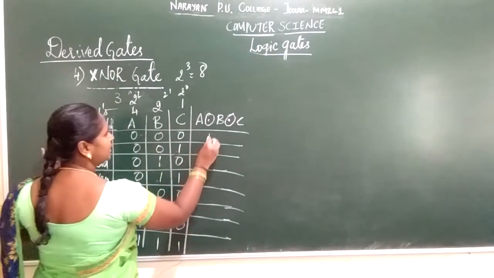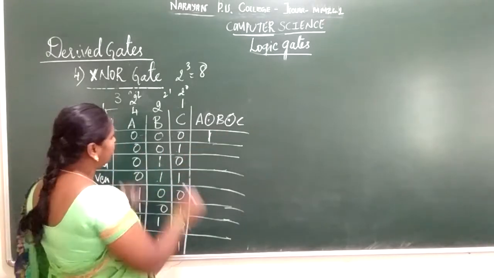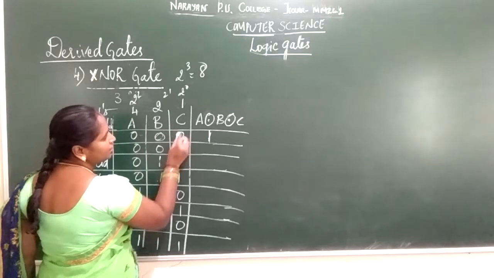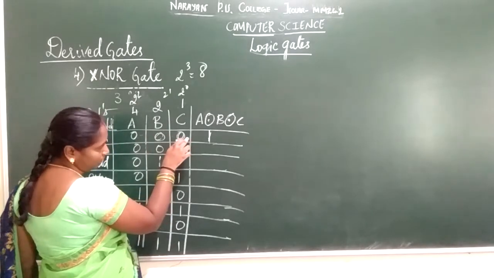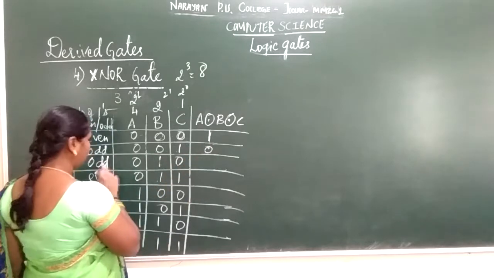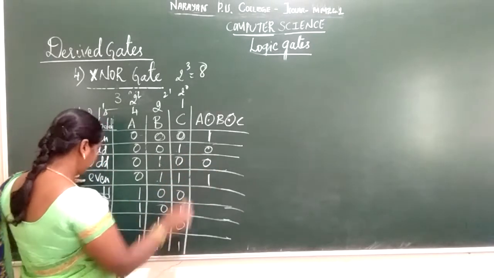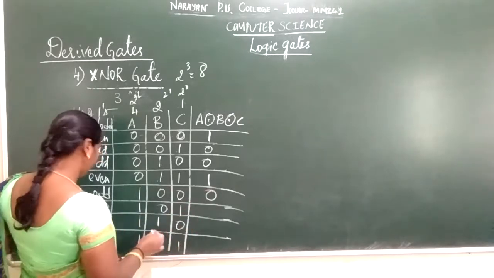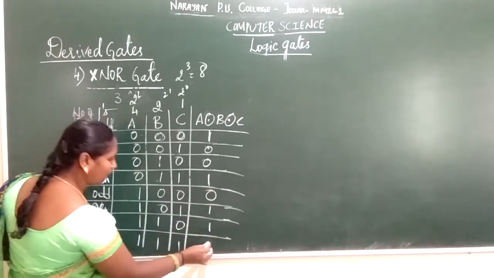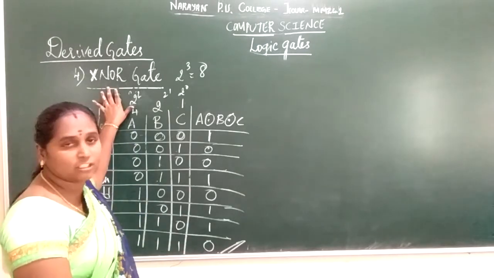So here all the input combination is 0, it has zeros. All the input combination is 0, then the output is high. Here it is odd, so it is 0. Here it is also an odd number of ones, 0. Here it is an even number of ones, so 1. Here odd is 0, even is 1, odd is 0. So this is the truth table under your XNOR gate.